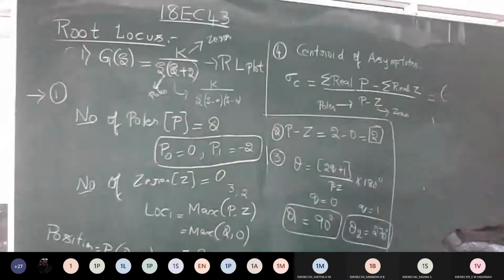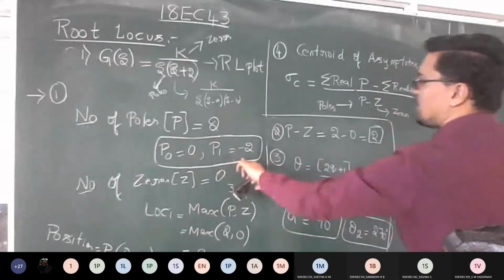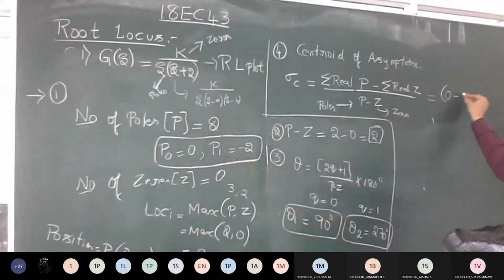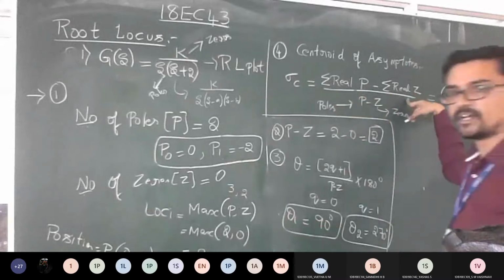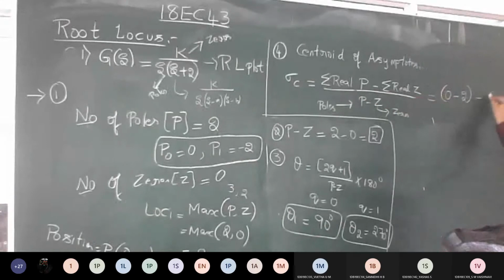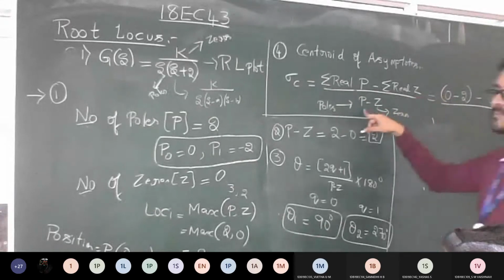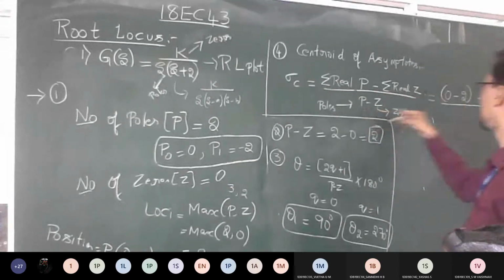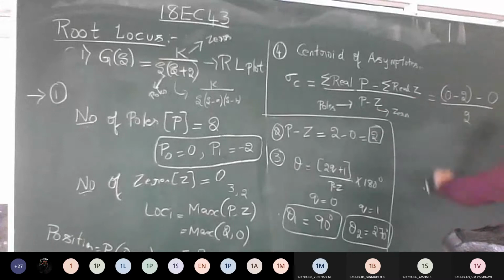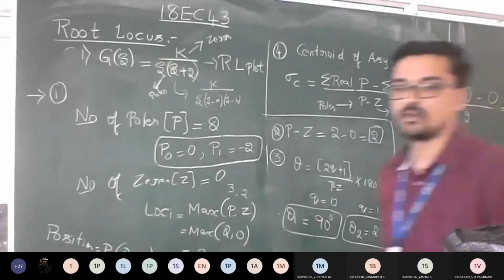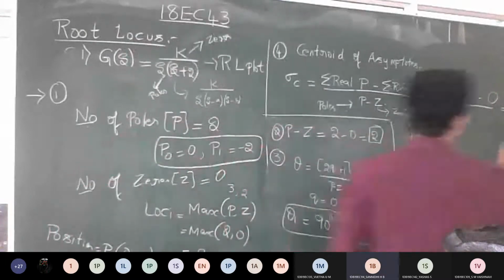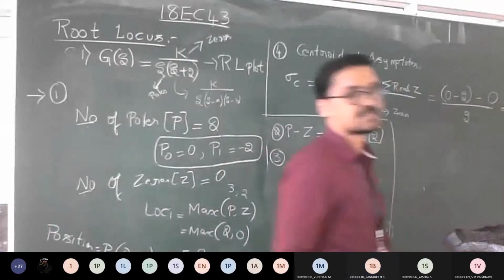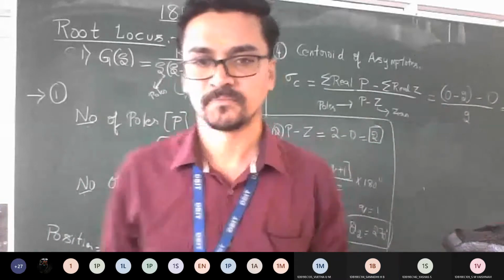So you take the summation of the real parts of the poles. What are the values here? See here, 0 and -2. Minus the real parts of the zeros. Do you have any zeros? Nothing is there, right? So it is 0. The whole is divided by number of poles minus number of zeros, which you already got as 2. So what is the centroid now? Minus 1. Good, so you got the centroid as -1.